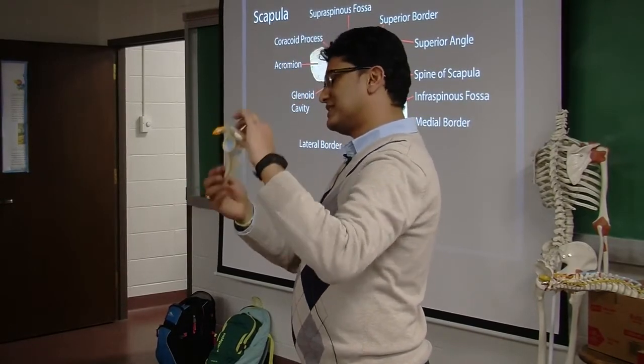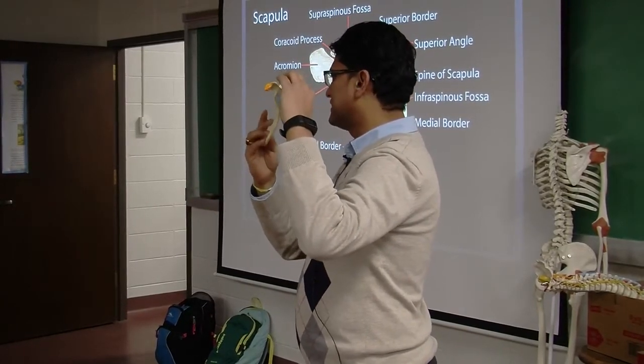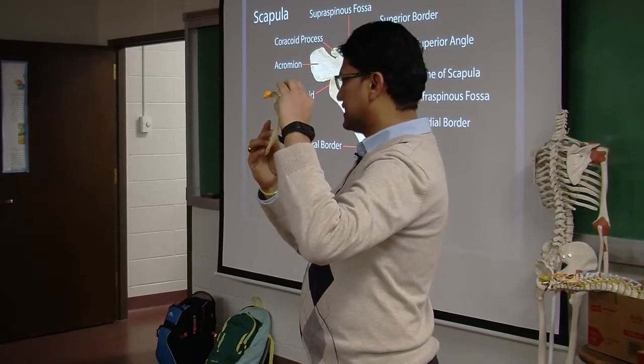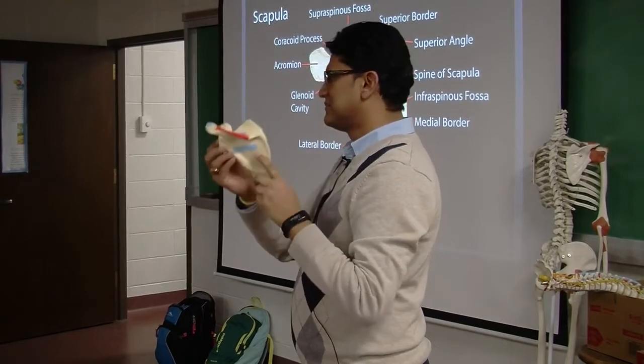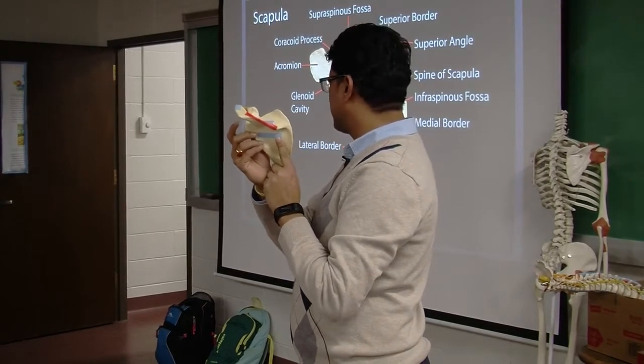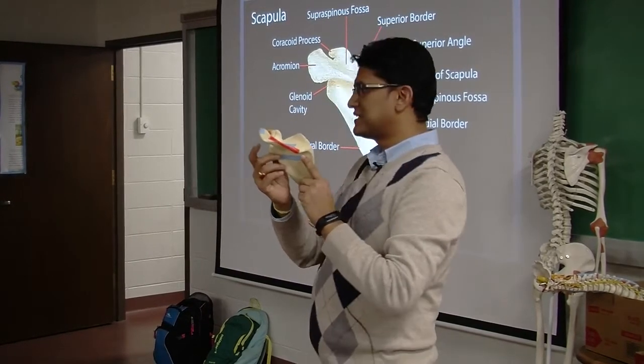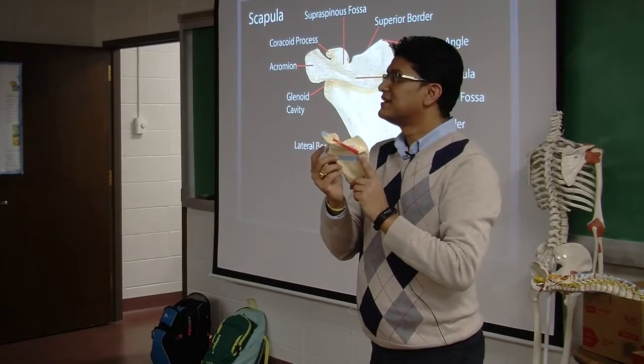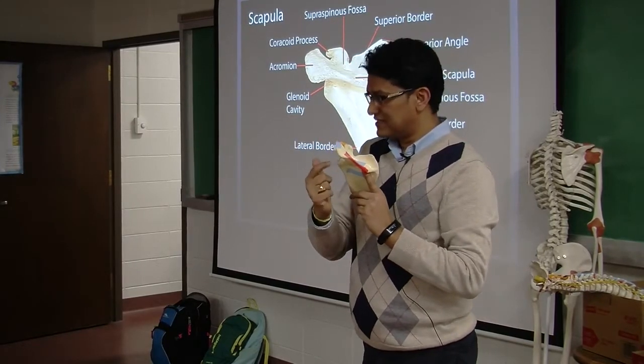Infraspinous fossa. And what is on the anterior side? Subscapular fossa. And what is this cavity? Glenoid cavity. So what does that mean for? The head of the humerus fits on this, right?